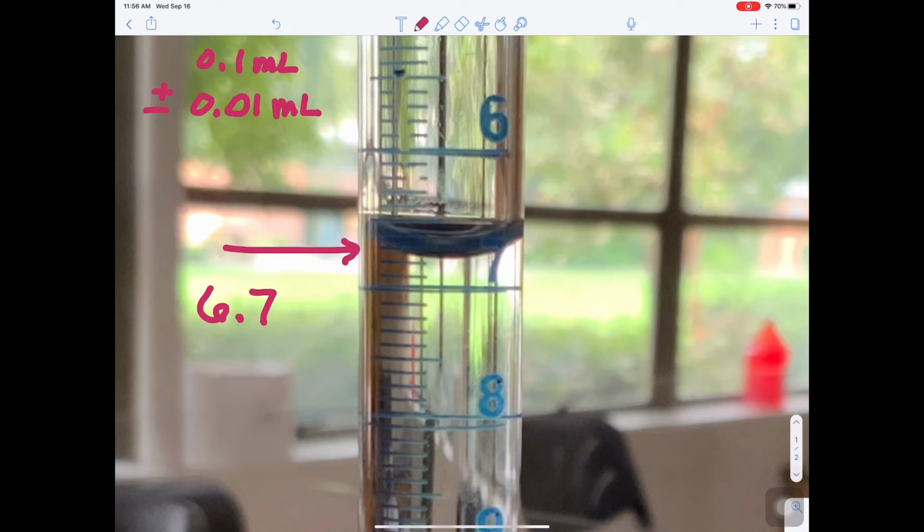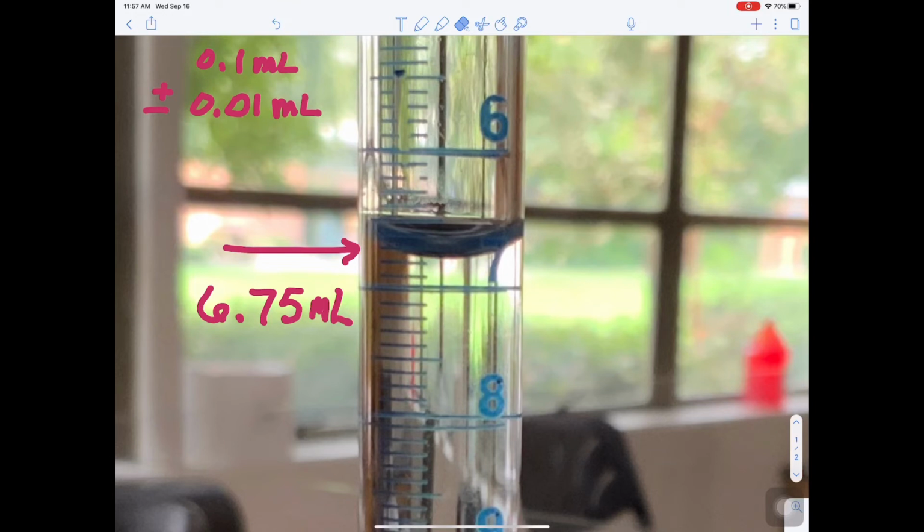Some people can do this to plus or minus 0.01. Some people just go to plus or minus 0.05. The important thing is that you have 2 decimal places. Now it's clearly not on the 7 and it's not on the 8. It's in between. And as I'm looking at that, I'm thinking it looks about halfway, so I'm going to call that 6.75. We do typically use milliliter as a unit on the reading, so I'm going to call that 6.75 milliliters. That's the reading initially on the burette.